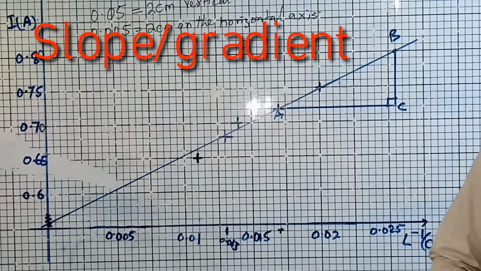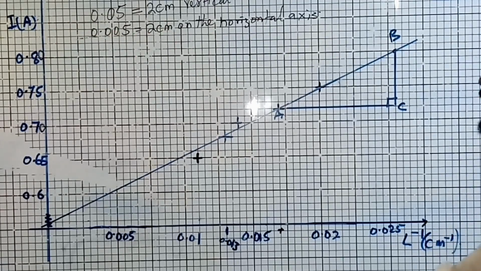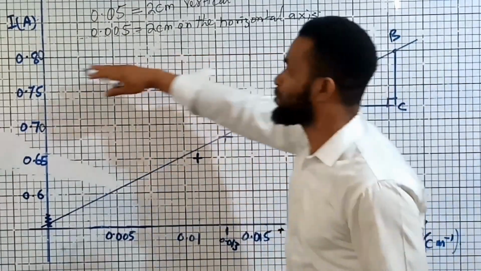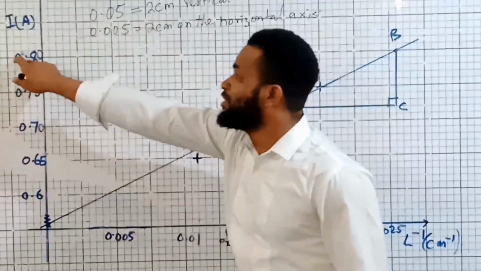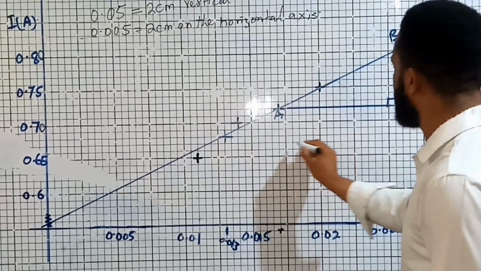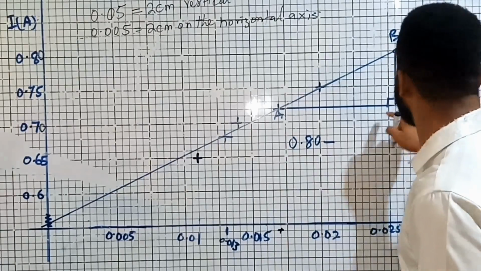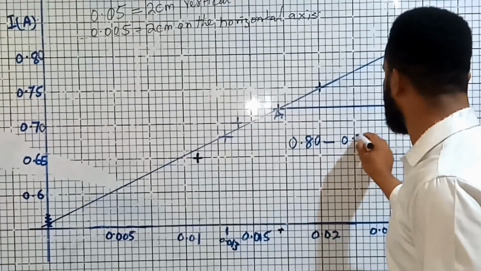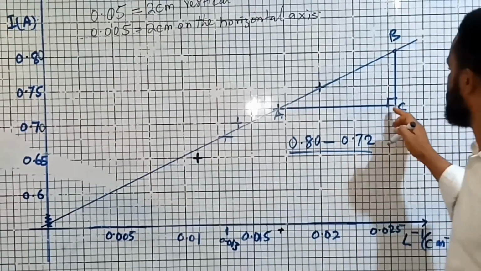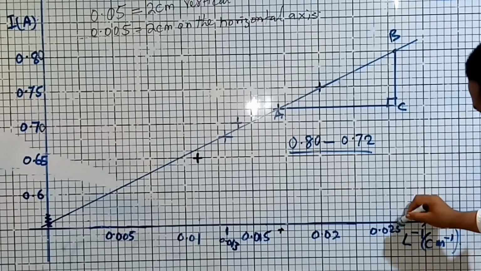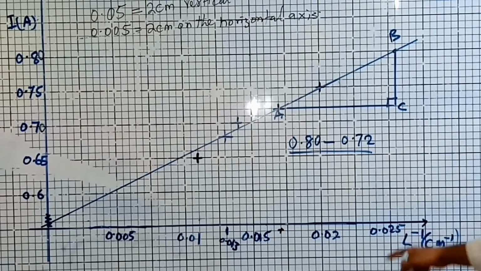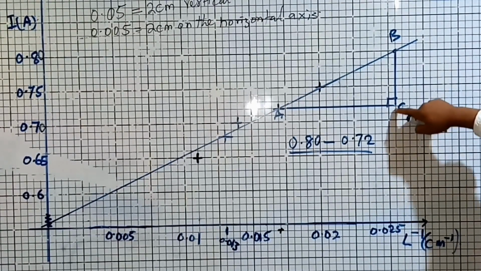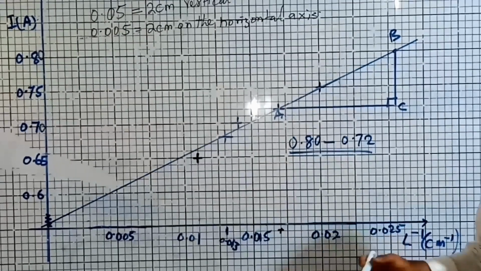So I have to now do the needful by saying from this point of B, you trace it to the vertical axis and collect the point at that point, and this is 0.8. I'm going to say 0.80 minus. You also trace this point. 0.72 all over this one. Where did it get to? This is 0.025. After this line you have the next one, and each of this line represents 0.0005.